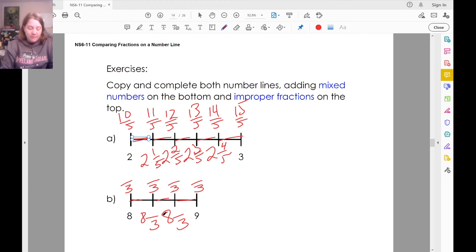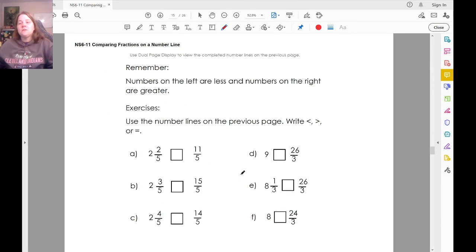So let's do the bottom first. This is 8 and how many thirds? 8 and 1/3. This is 8 and 2/3. Let's go ahead and look at the top. 8 wholes cut into thirds. 8 times 3, that's going to be 24. 25, 26, 27 thirds. So they want you, remember that numbers on the left are less, numbers on the right are greater.